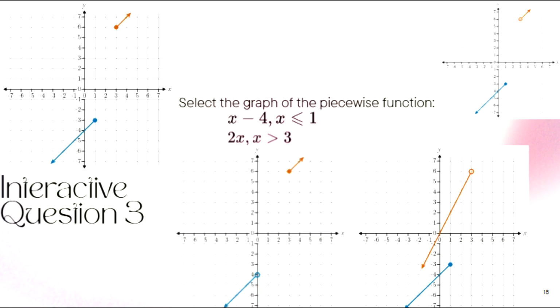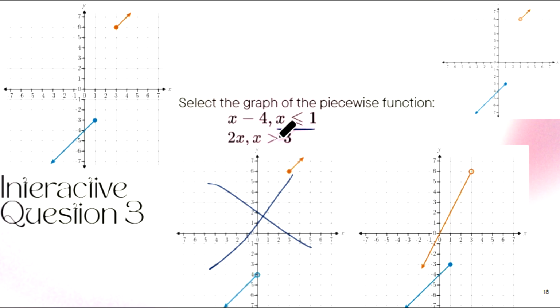That's my solution. Select the graph of the piecewise function. And there should be f of x is equal to whatever here. So we have x minus 4 when x is less than or equal to 1, and 2x when x is greater than 3. The first thing we need to do is look at these little things on the end. X is less than or equal to 1. So here's x is equal to 1. It's going to be here, and it's going to be everything that way. So it could be that one, it could be that one. This one's out. It could be that one. These three could work for that.